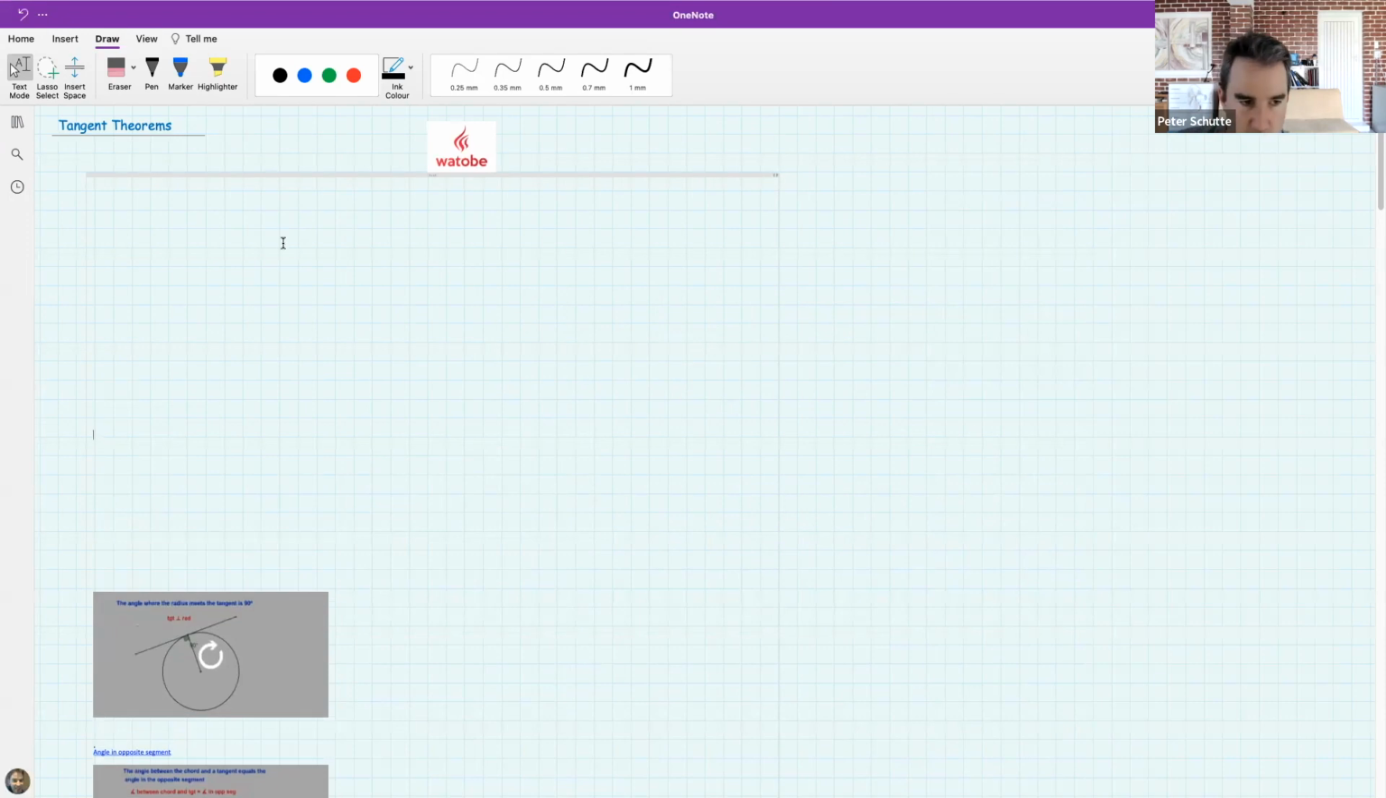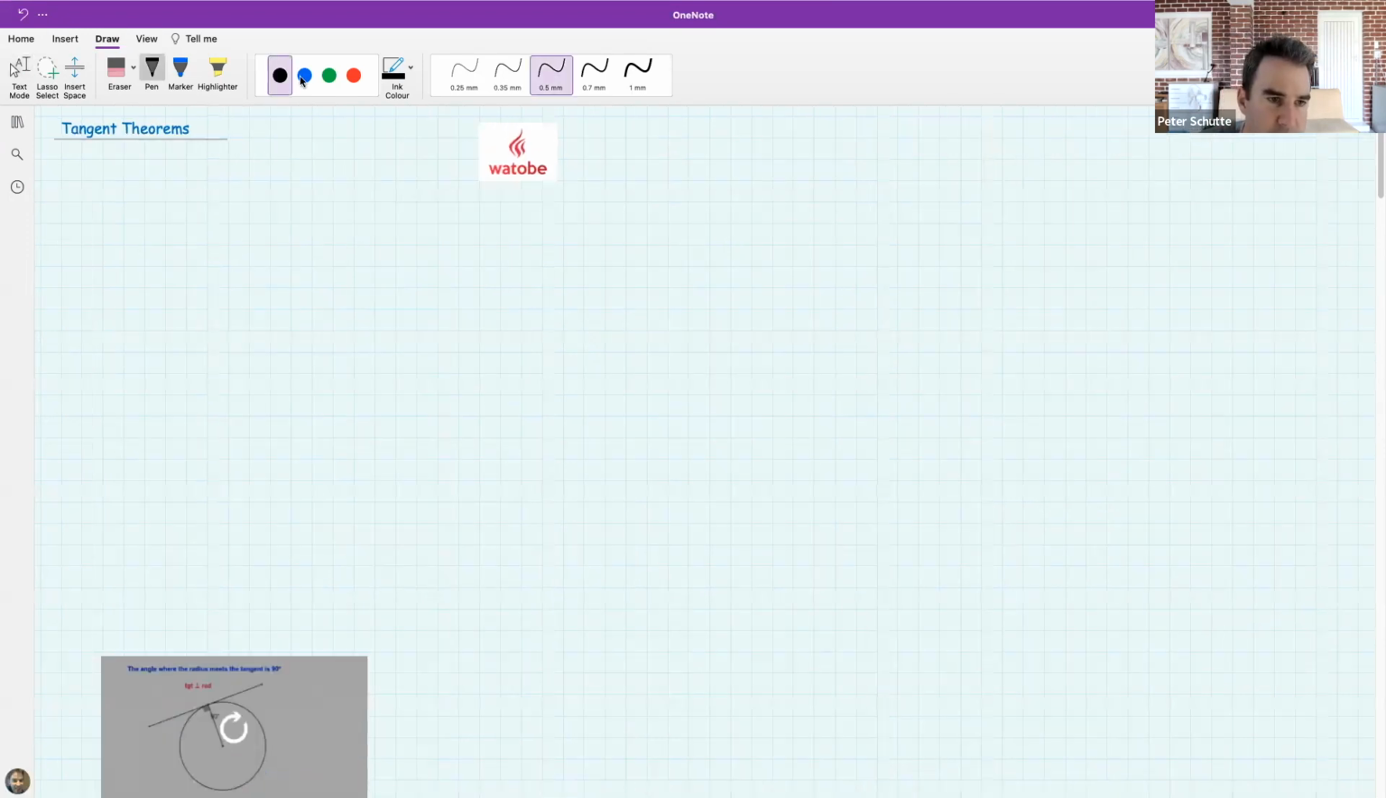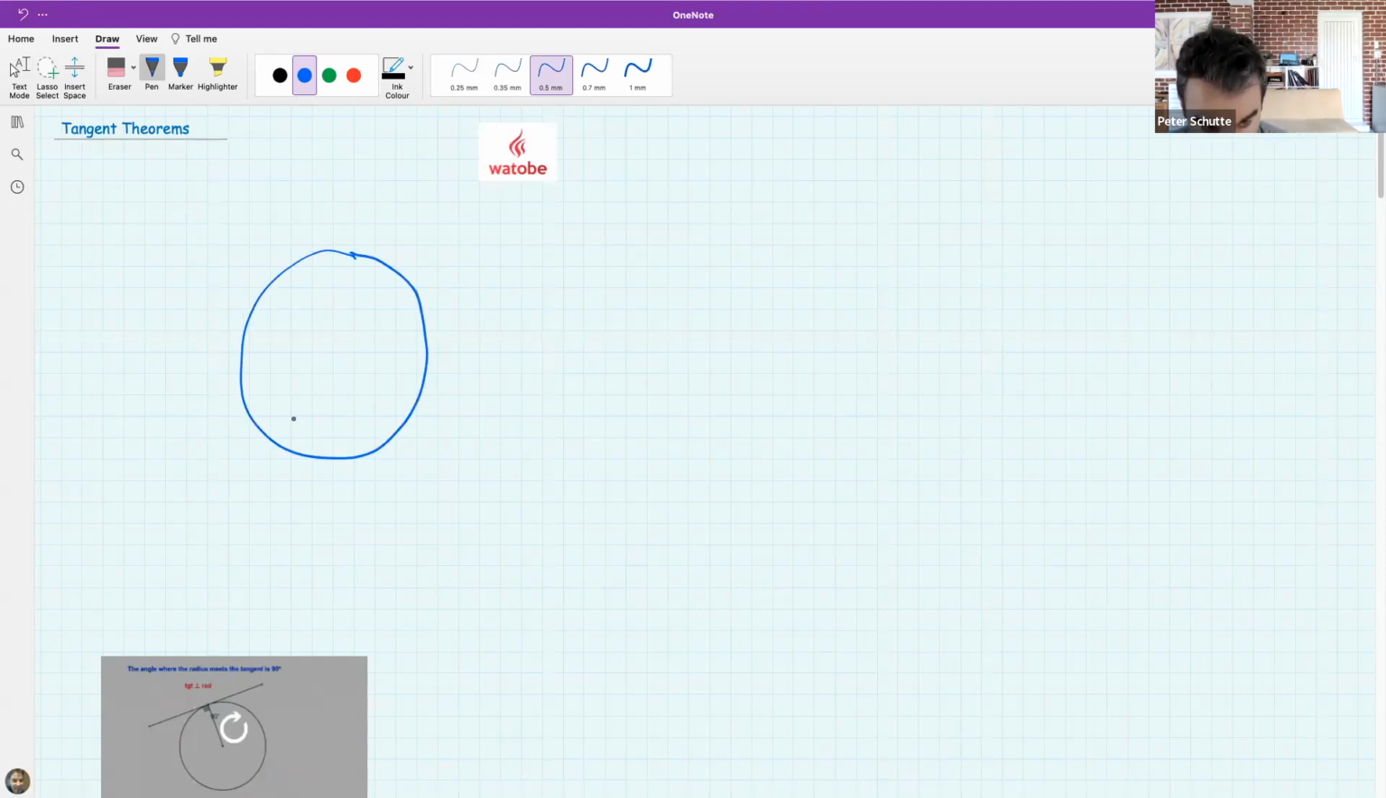Everyone, let's get going with the learning for today. So what are we going to talk about? We've been talking about circles, and we've been learning all sorts of interesting things about circles. And today we're going to focus specifically on circles and the relationship between circles and what we call tangents. A tangent can be visualized like that. It touches the circle at just one point.